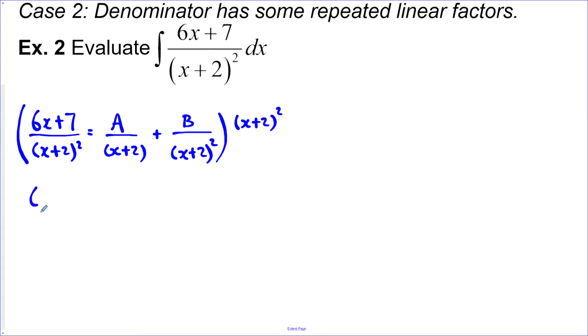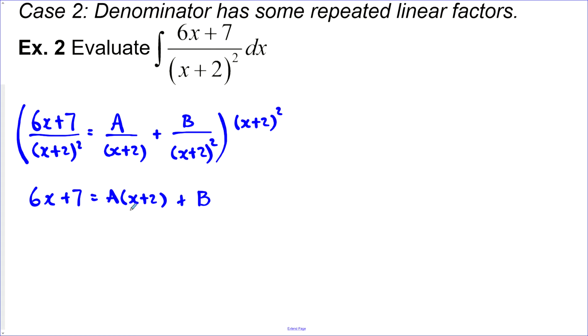And on the left, we'll just be left with the 6x plus 7. This a will be left with one of these. So just one x plus 2, the other one gets cancelled out here, and the b actually is single and available. So both of these get cancelled out.